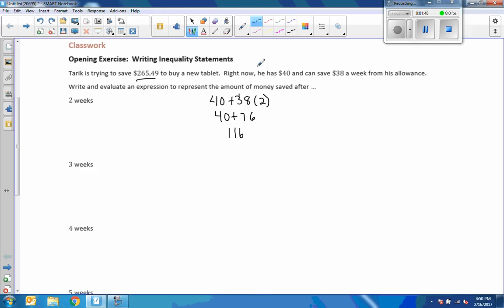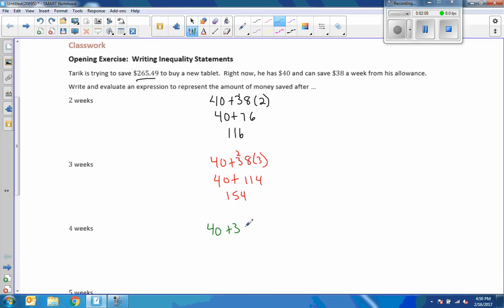Okay, and it continues just like this. So 3 weeks, he's got $40. He can save 38 from his allowance. 3 weeks. PEMDAS says to multiply first. 8 times 3 is 24. Carry the 2. 3 times 3 is 9, plus 2 is 11. 40 plus 114 is 154. Close, but no cigar. Okay, next.